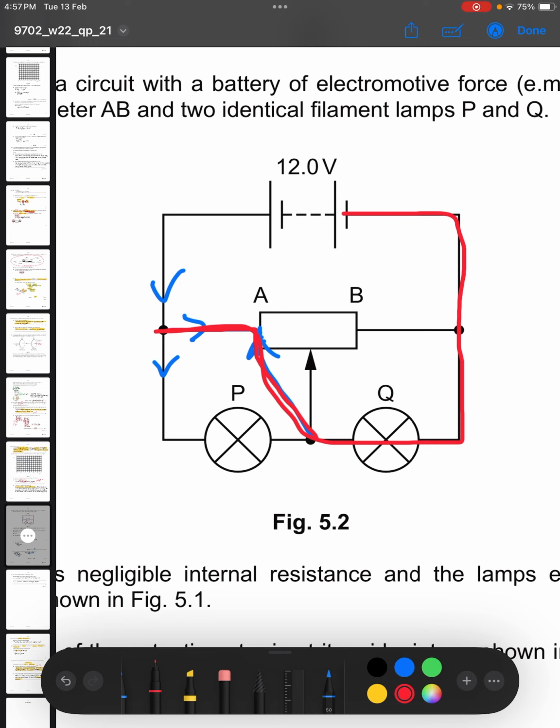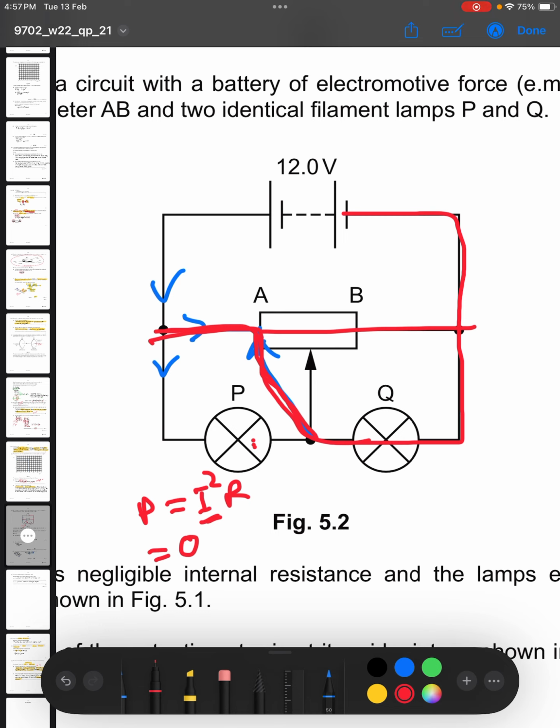Of course, it has been provided with an easy way. Some might go this way, but however, none will go through this way in that case. So there's no more current in this one. If there's no more current, then power is I squared R. So no current, it means that power will be 0, so brightness will be 0.